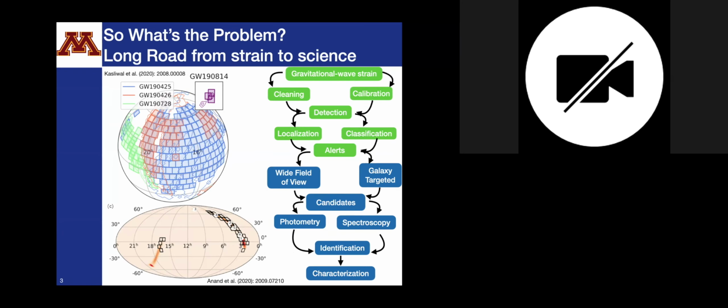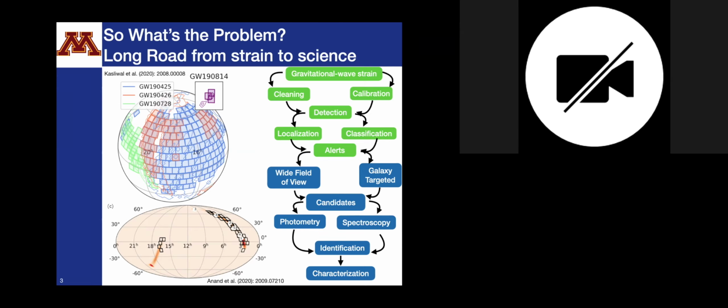Okay, so what's the problem? That sounds great, right? But there's a long way to go between the gravitational waves and these counterpart identification. And in my talk, I walked through this right-hand side here where you start with the gravitational wave strain, you need to calibrate and clean it, you need to make the gravitational wave detections, you need to localize and classify the signals, and then put out the alerts. And then you need to go look for them using your telescopes.